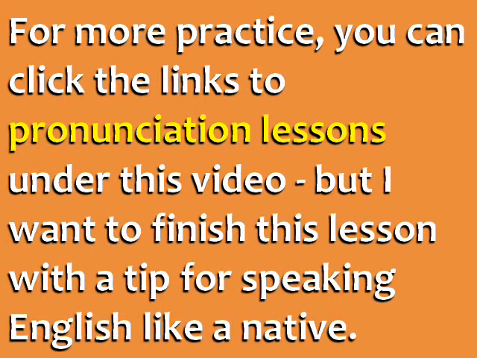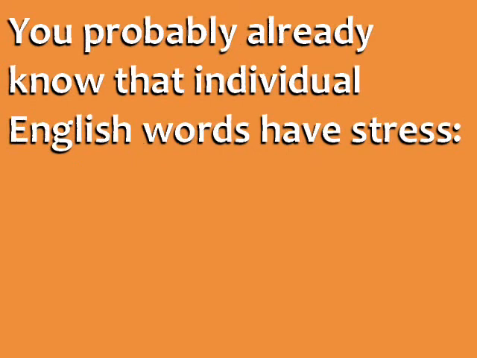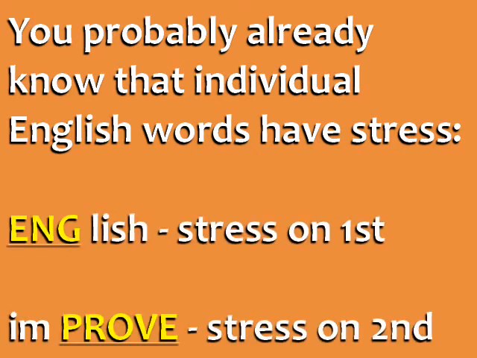For more practice, you can click the links to pronunciation lessons under the video, but I want to finish this lesson with a tip for speaking English like a native. You probably already know that individual English words have stress. For example, the word English has the stress on the first syllable, ing. The word improve has the stress on the second syllable, prove.